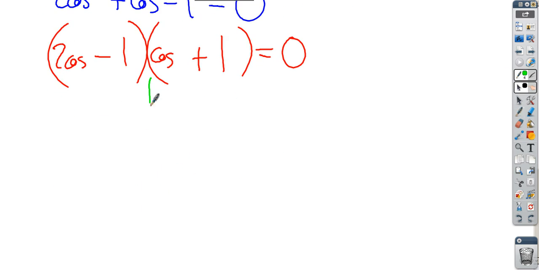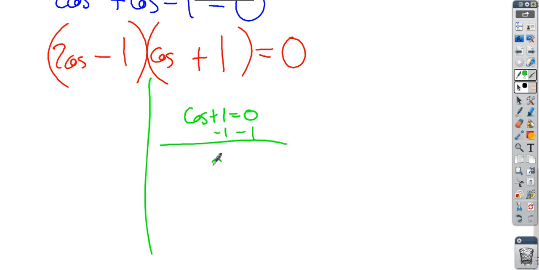Alright, so let's solve this now. So this one's a little bit easier. Cosine plus 1 equals 0. We'll subtract 1 from both sides.